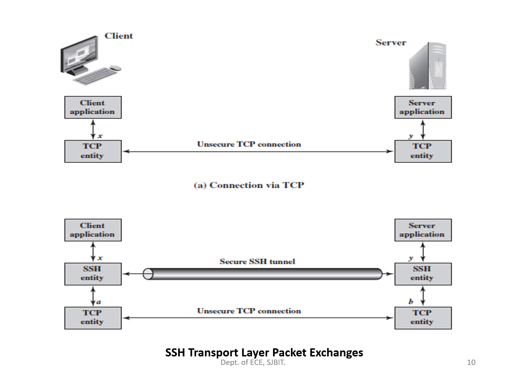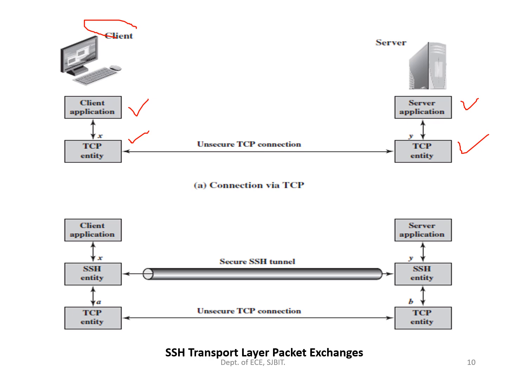Consider Secure Shell transport layer packet exchanges. In that, we need to consider the connection via TCP and the tunnel connection via tunneling. For that, we consider the client and the server. On the client side, we are considering a client application, TCP entity, and server application, TCP entity. The connection is established as an unsecured TCP connection. We are going to consider the unsecured TCP connection.